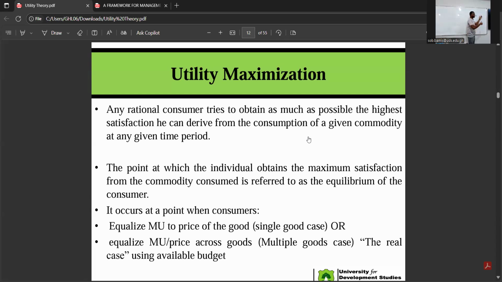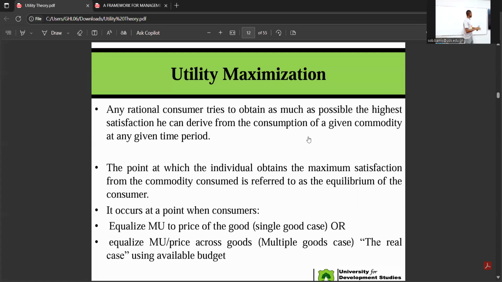As he reduces his consumption of the product, his marginal utility will begin to rise. Because the cardinalists believe in the law of diminishing marginal utility. When you consume more and more, your marginal utility begins to fall. On the other side, when you consume less and less, your marginal utility begins to increase.